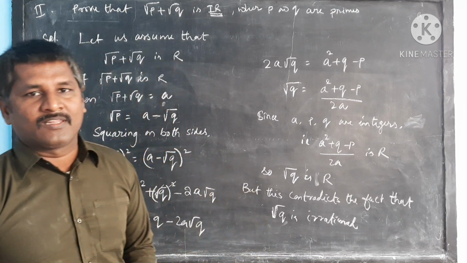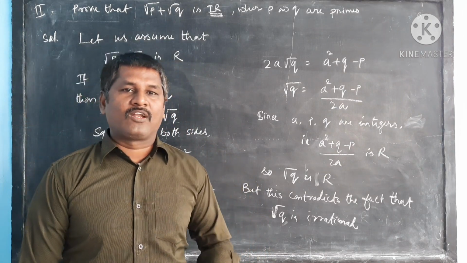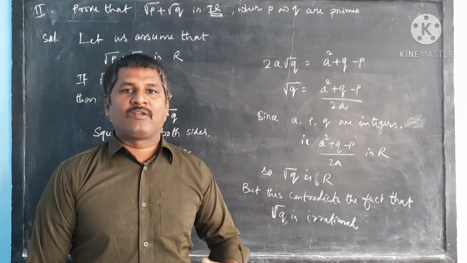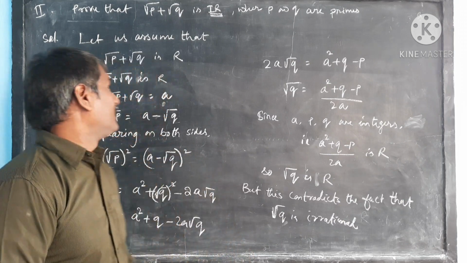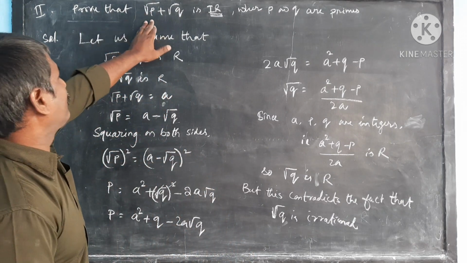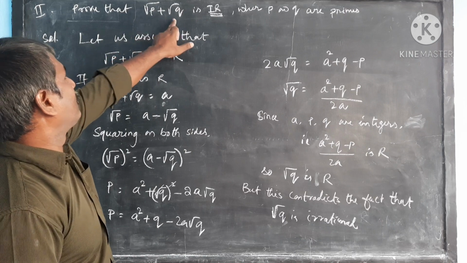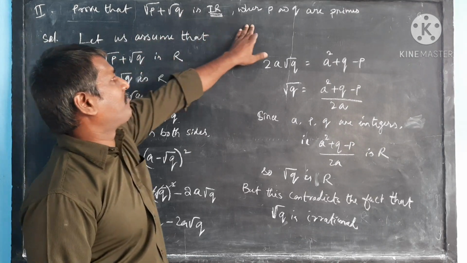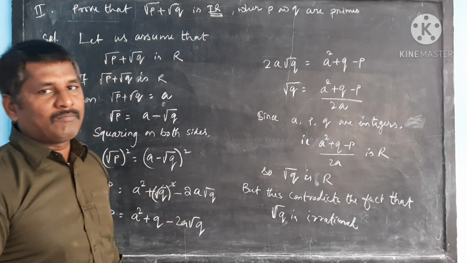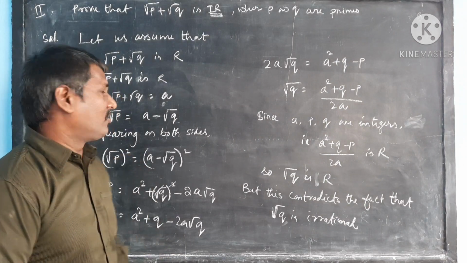Now, let us start the solution of the second bit. The second bit is given that under root of p plus under root of q is an irrational number when p and q are prime numbers. So you have to prove root p plus root q is an irrational number where p and q are primes. In the same manner, same model, you can start with the solution.